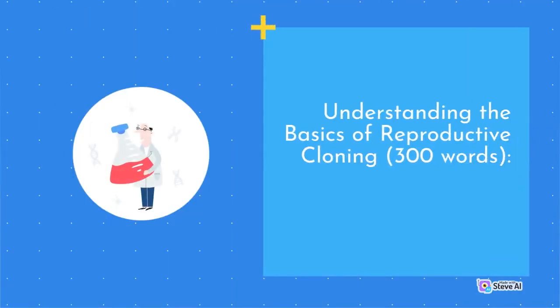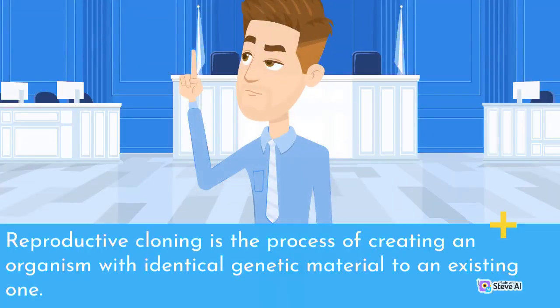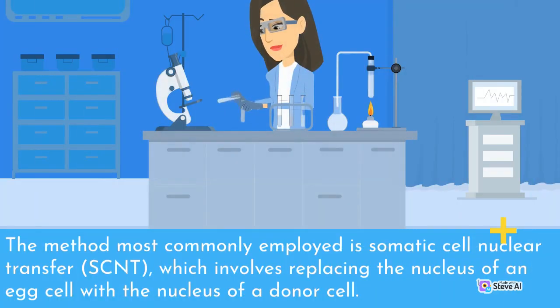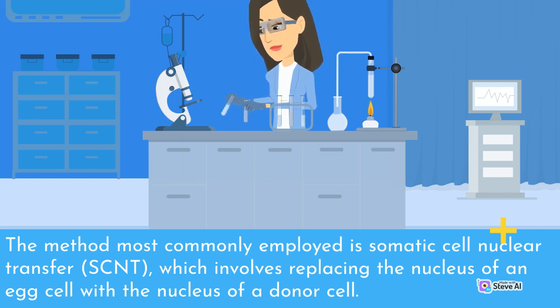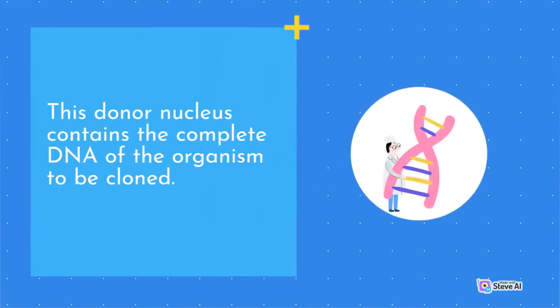Understanding the basics of reproductive cloning, 300 words. Reproductive cloning is the process of creating an organism with identical genetic material to an existing one. The method most commonly employed is somatic cell nuclear transfer, SCNT, which involves replacing the nucleus of an egg cell with the nucleus of a donor cell. This donor nucleus contains the complete DNA of the organism to be cloned.